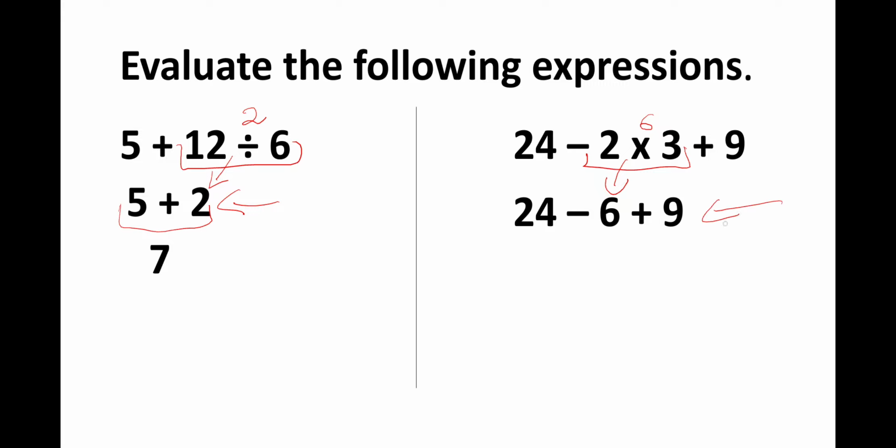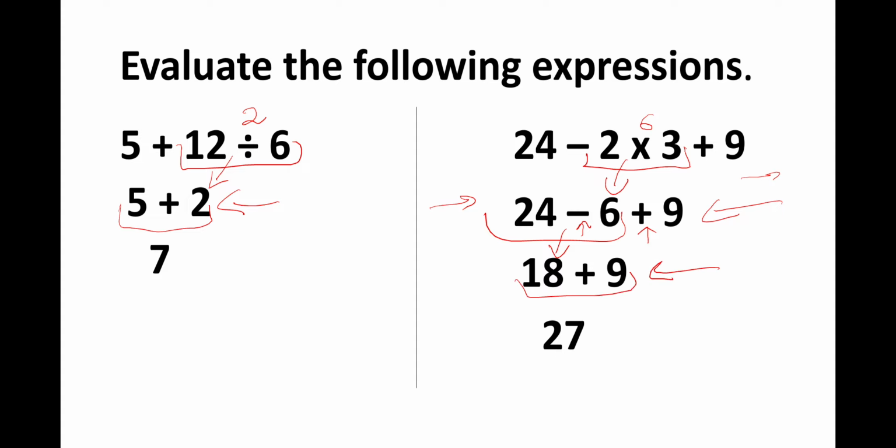In this step over here, I have two operations, the subtraction and the addition. But remember, they are as important as each other. You solve the one that's written first in an expression from left to right. So the first one is subtraction. 24 minus 6 is an 18. I drop it down, drop the plus, and drop the 9. In this step over here, I have one operation only. Add the 9 to the 18, and the final answer is 27.